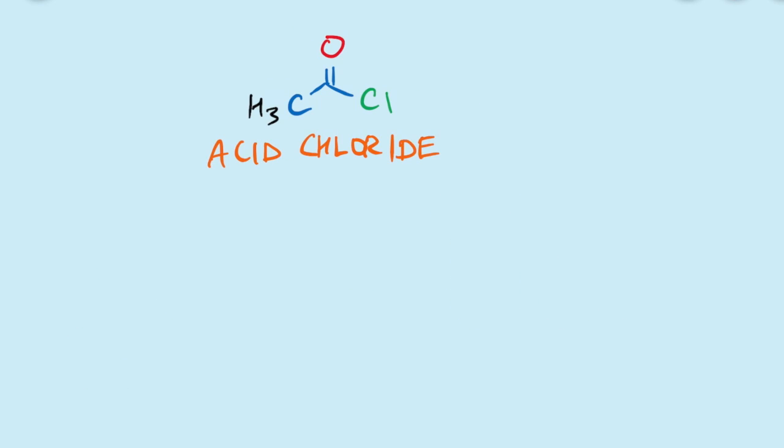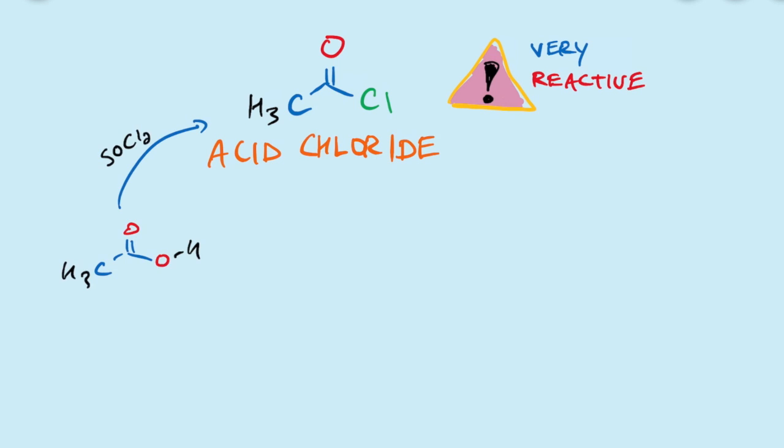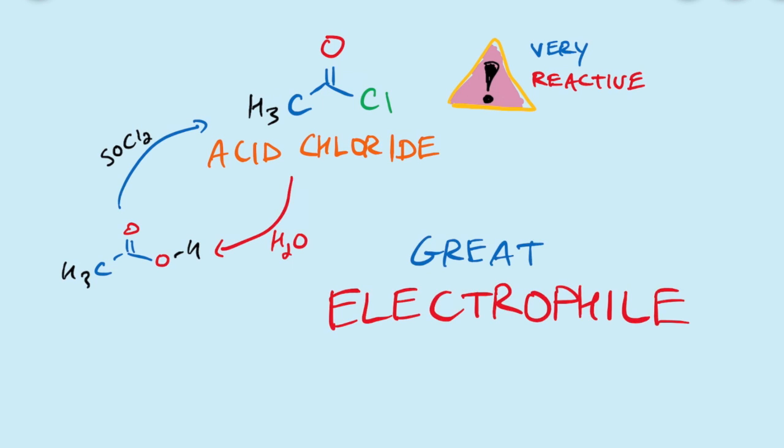Acid chlorides are a more exotic and reactive functional group in organic chemistry. They're made from carboxylic acids, hence the name, and produce acids when reacted with water. They are even better electron acceptors than epoxides and are commonly used electrophiles in the synthesis of molecules.